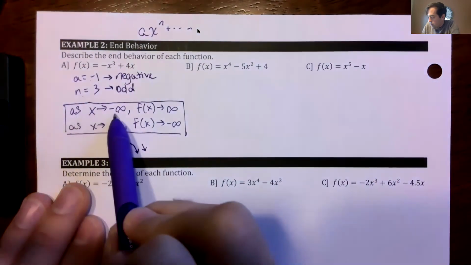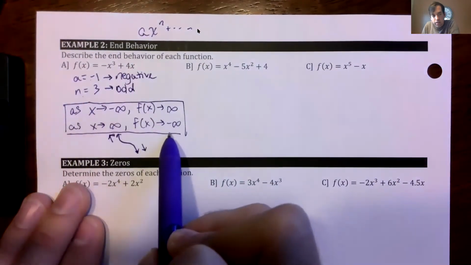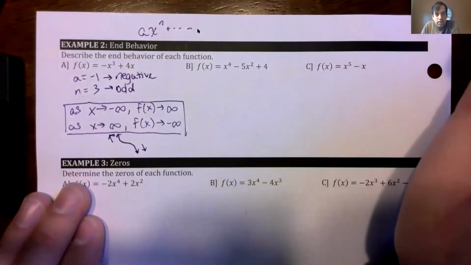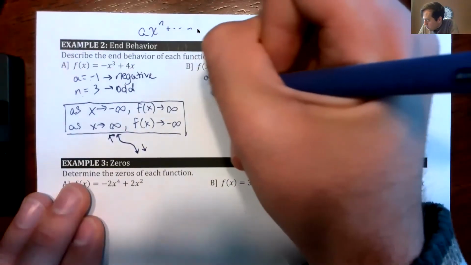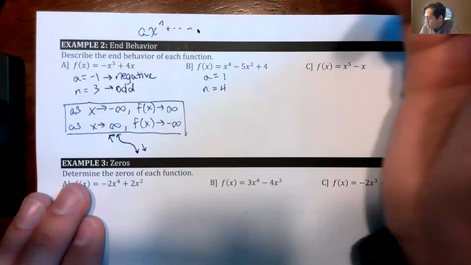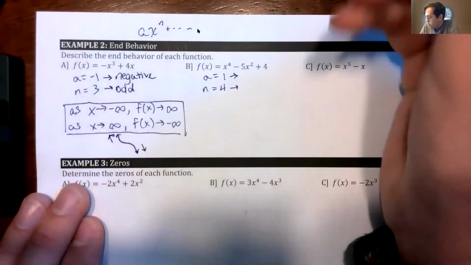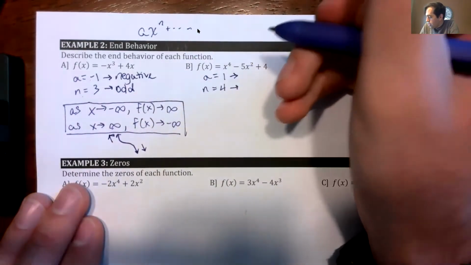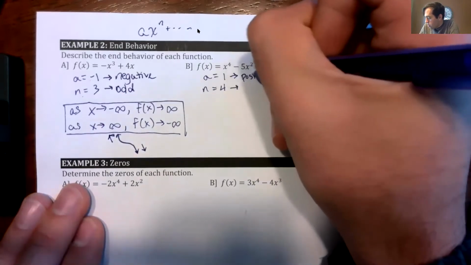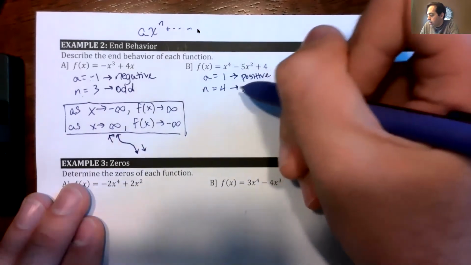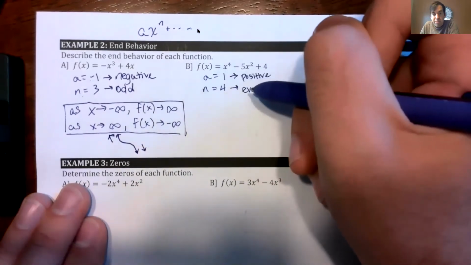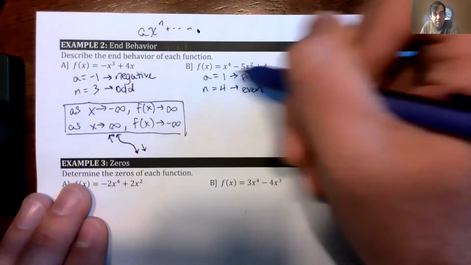Okay, as we're going left, we're going up. As we're going right, we're going down. Let's try that 2 more times. So for letter B, our A is 1 and our N is 4. So this time A is positive and N is even. Remember, we only care about very specific things. We care if N is even or odd, we care if A is positive or negative.